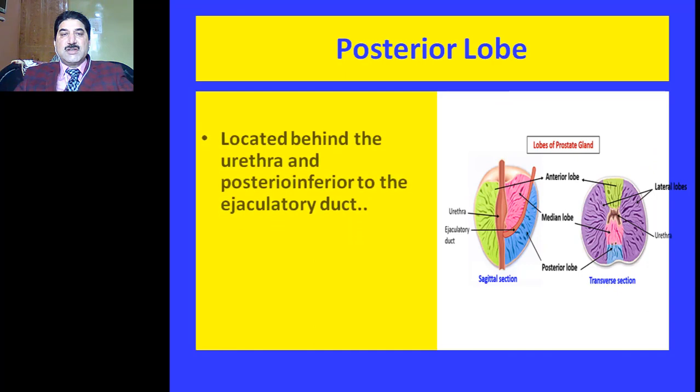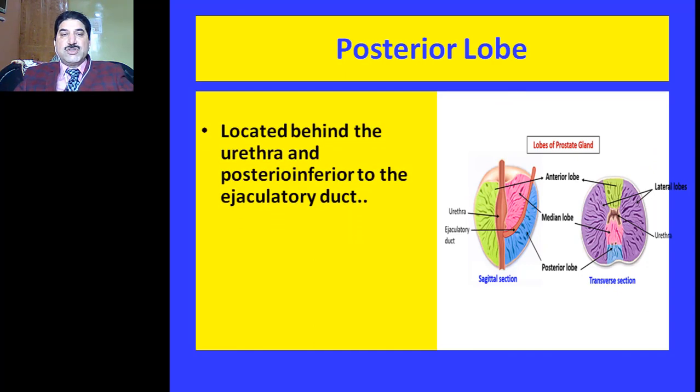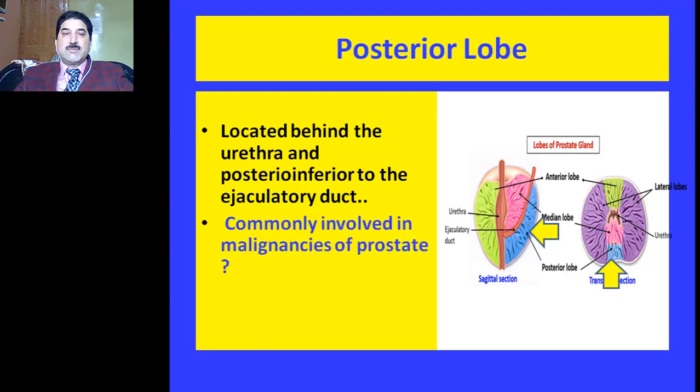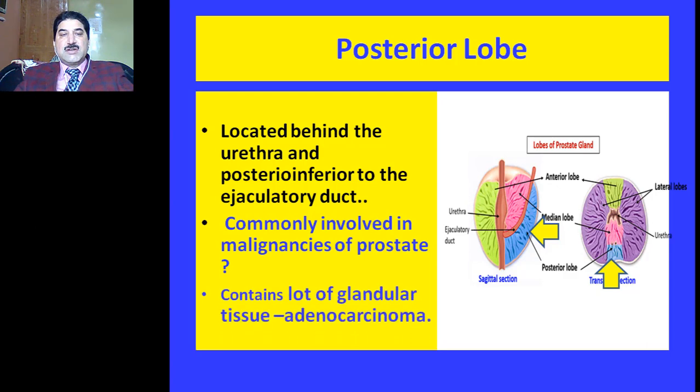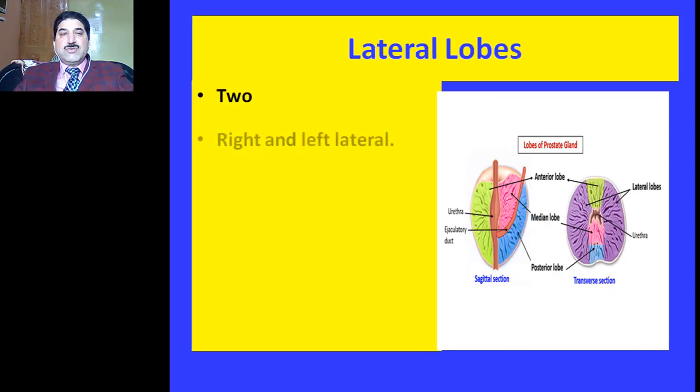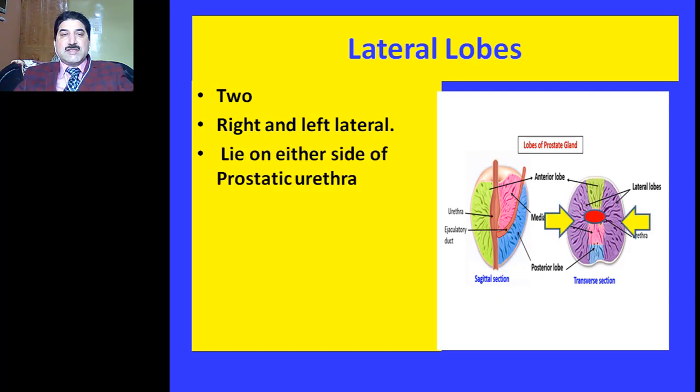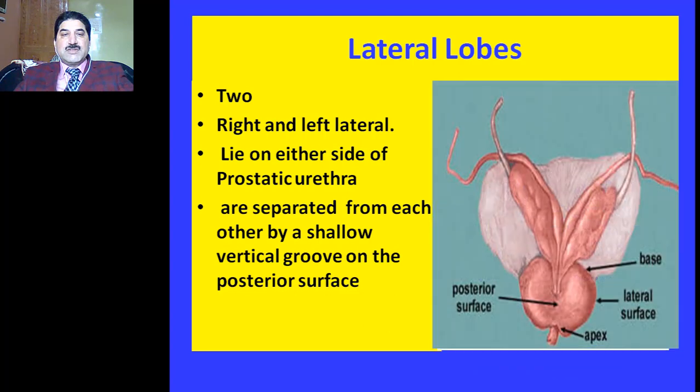The posterior lobe of the prostate is located behind the urethra, posteroinferior to the ejaculatory ducts. It is commonly involved in malignancies of the prostate. Again, the reason being it contains a lot of glandular tissue, and mostly the malignancies arising from the prostate are of adenocarcinoma type. That means malignancies arising from glands. There are 2 lateral lobes of the prostate, right and left lateral lobe. These lobes lie on either side of the prostatic urethra. They are separated from each other by a shallow vertical groove on the posterior surface. The lateral lobes also contain many glands.